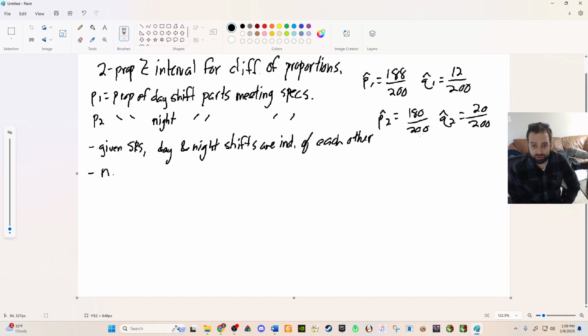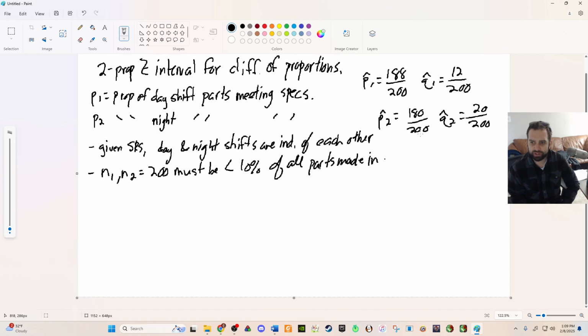Okay, we have our N1 and N2. Both sample sizes are 200. We must assume they must be less than 10% of all parts, all parts made in each case. I'm just gonna skip doing N1, P hat 1, and so on. You should know how to do that.